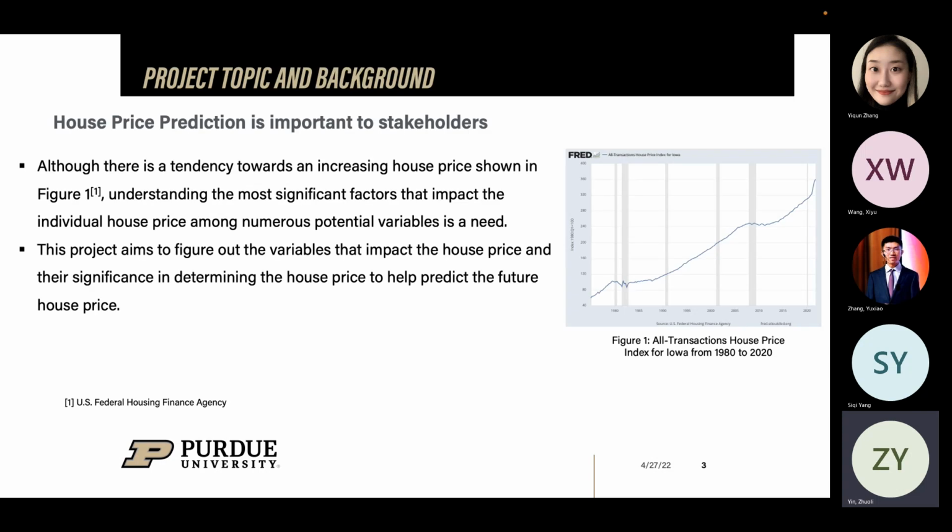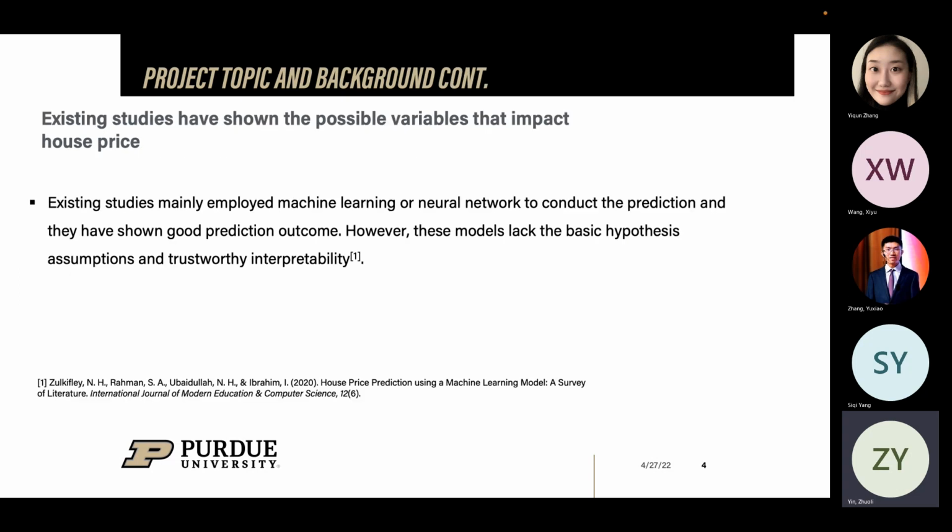House price prediction is important to stakeholders. Although there is a tendency towards an increase in house price shown in Figure 1, it is the transaction records house price index for Iowa from 1980 to 2020. Understanding the most important factors that impact the individual house price among numerous potential variables is a need. This project is going to figure out the variables that impact the house price and their significance in determining the house price, to help understand and predict the future house price.